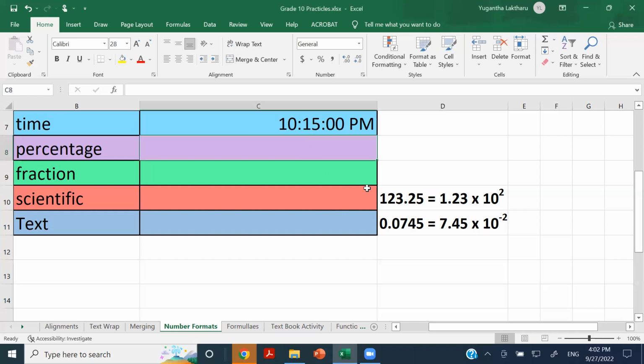All right. When you need to represent a percentage, we need to show the percentage mark with the value.